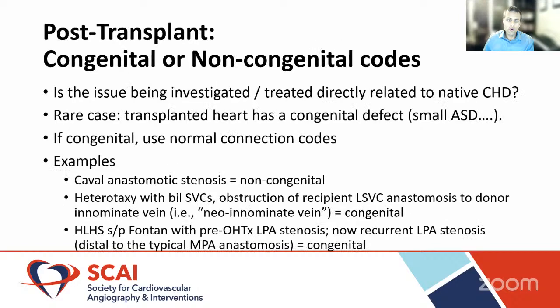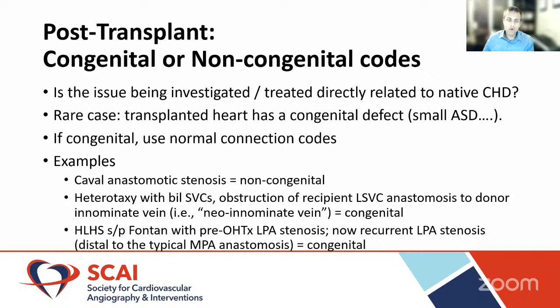The next issue is what code to use with transplant patients. This is still, really, I think the best way to think about it is it's kind of on an honor system, essentially. The question I ask myself, and the question we recommend, is: is the issue that's being investigated at the cath directly related to the kid's prior congenital heart disease? And so that's really the meat of it.